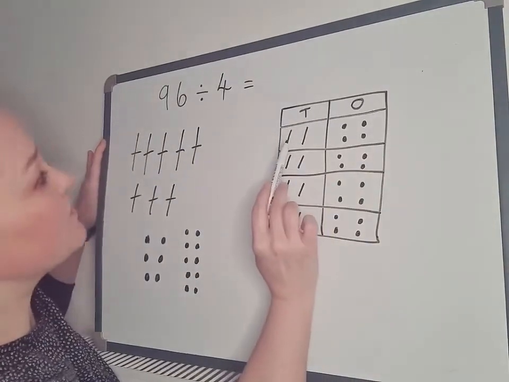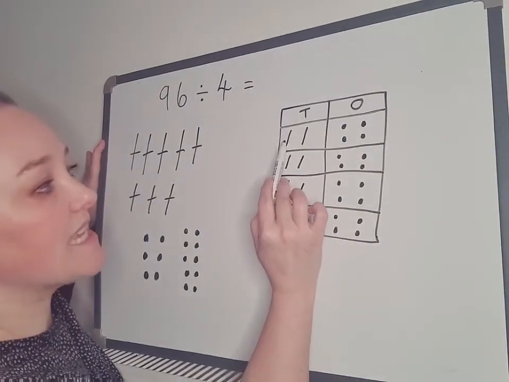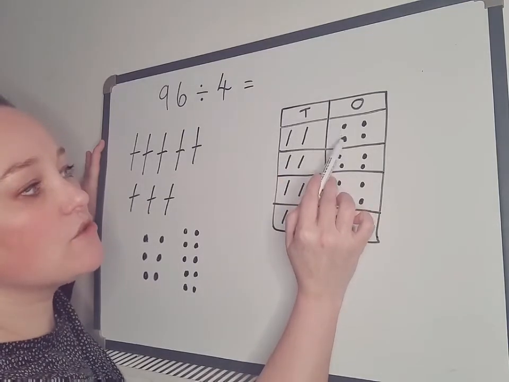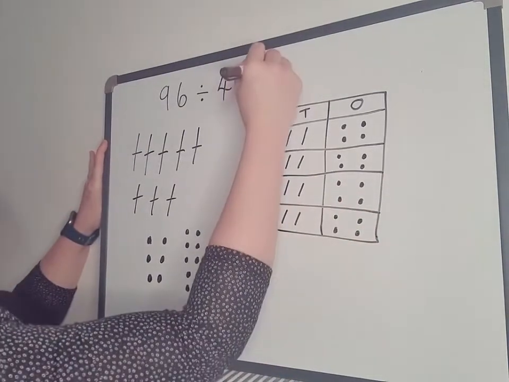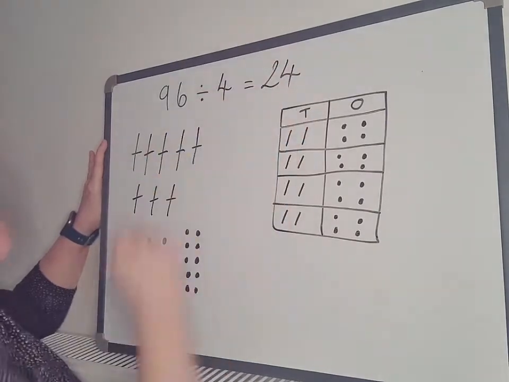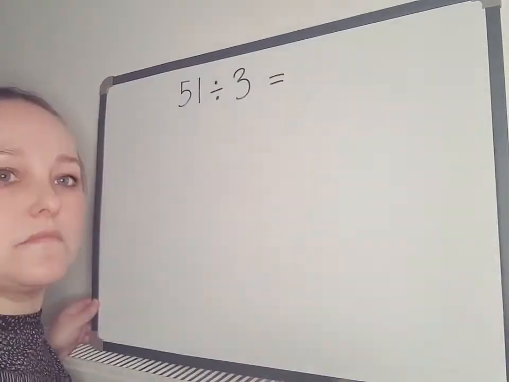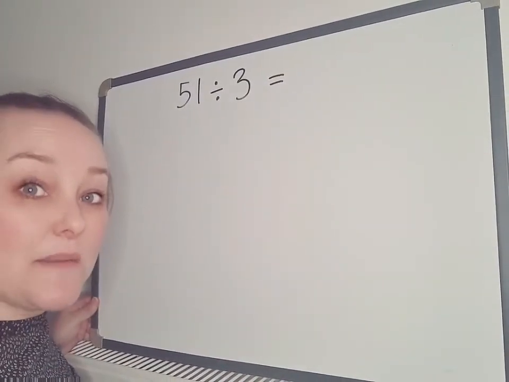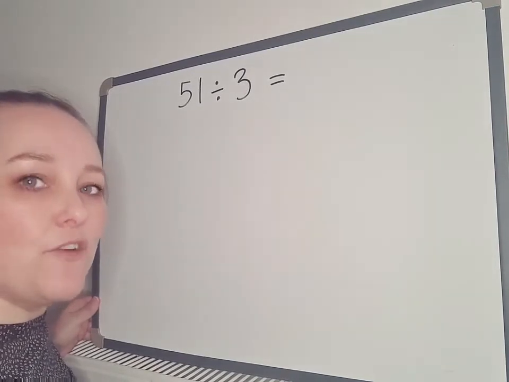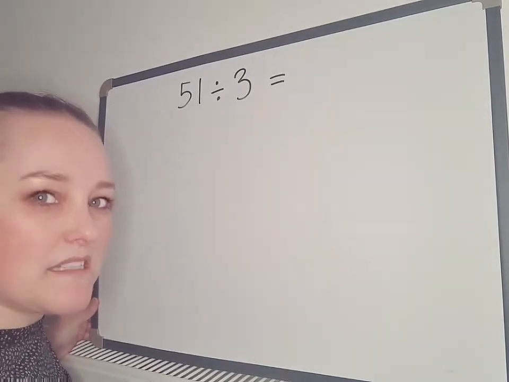So what have we got then? So 96 divided by 4 is 20, 1, 2, 3, 4, 24. Okay, so this is going to be our last one now for practicing, and then you're going to go and have a go. We'll do a bit more complicated stuff tomorrow.